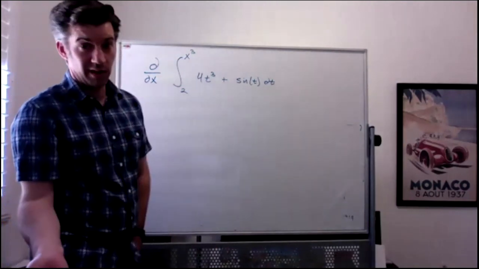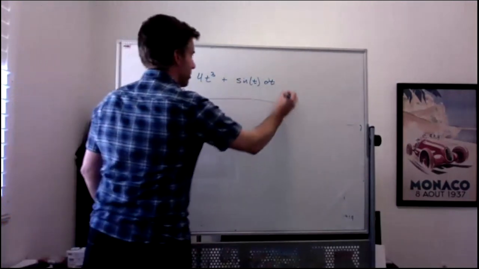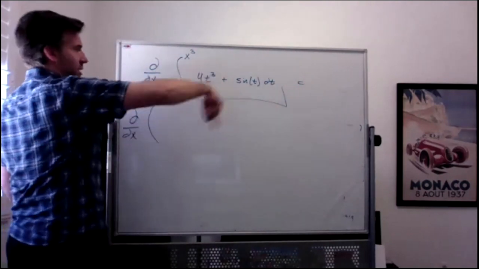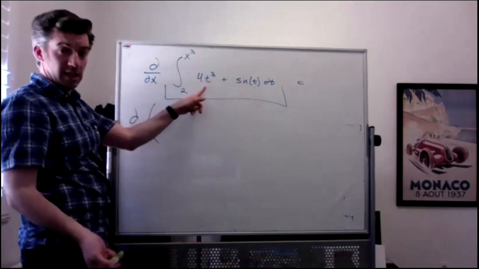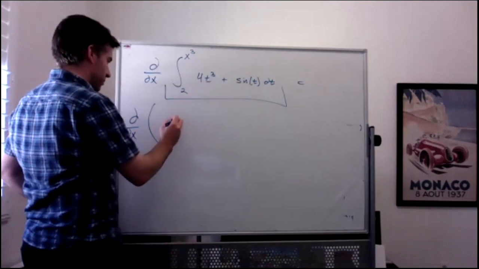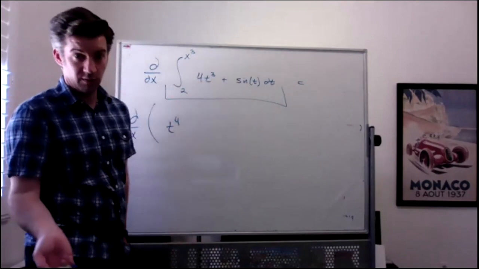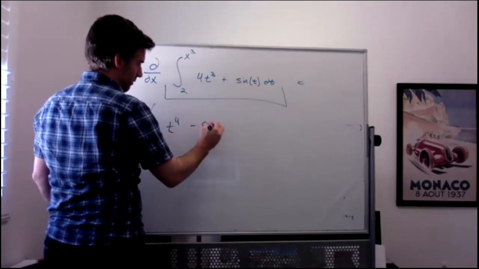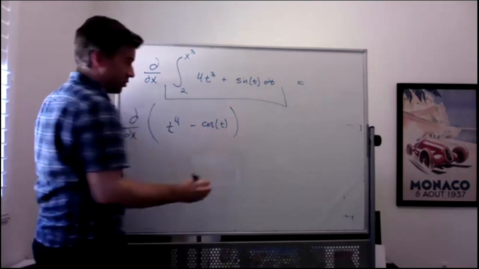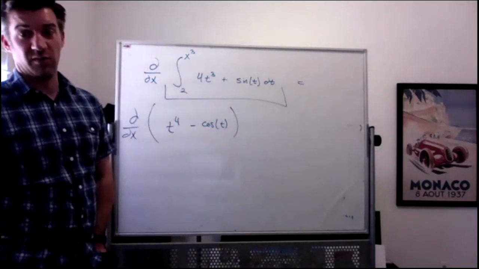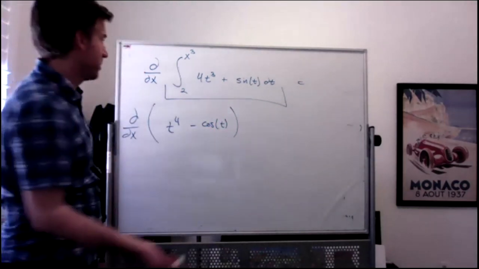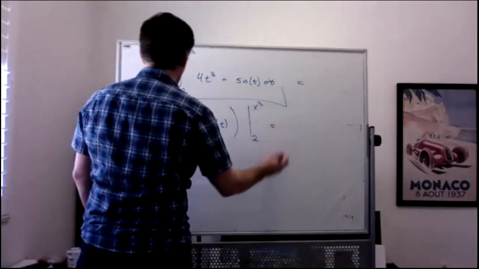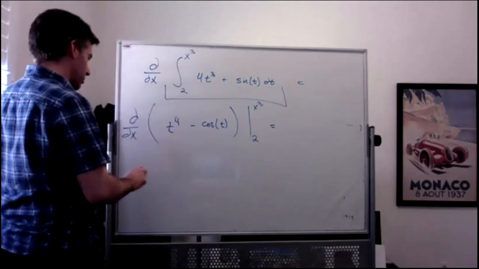Okay, so here's the idea. We're going to do it the long way. We're going to antidifferentiate first. So we're going to get still the derivative of the antiderivative here. So the antiderivative is going to be t to the 4th. Right, the derivative of t to the 4th is 4t cubed. And the antiderivative of sine of t is going to be minus cosine of t, because the derivative of cosine is negative sine, so the derivative of negative cosine is positive sine. Between 2 and x cubed. So then I'm plugging in my x cubed.